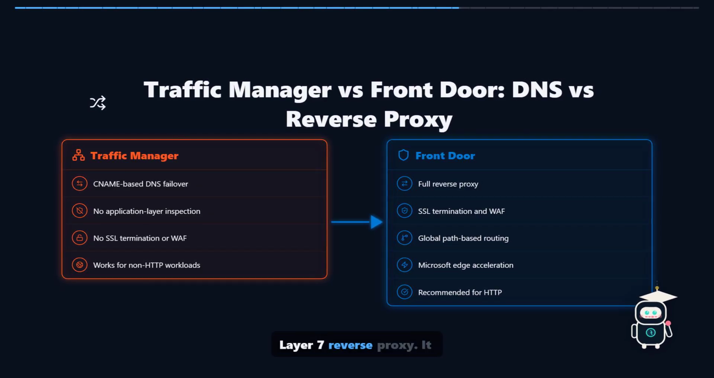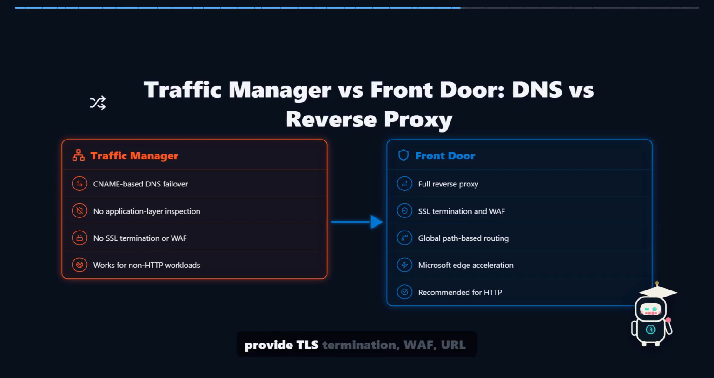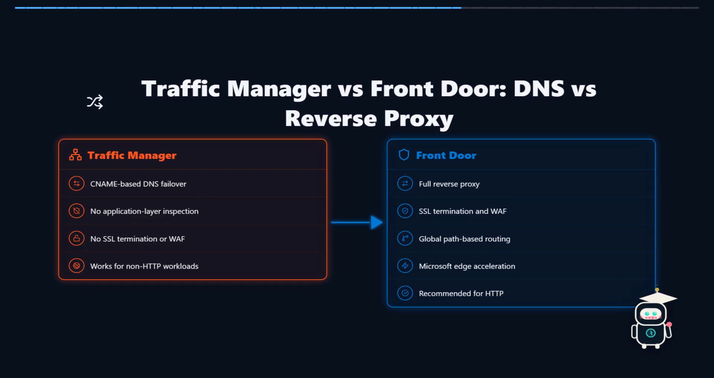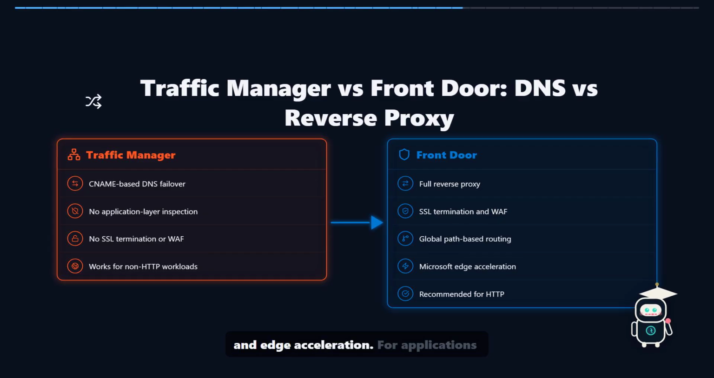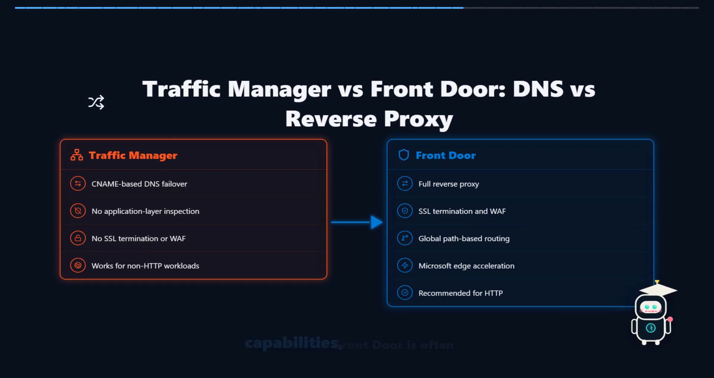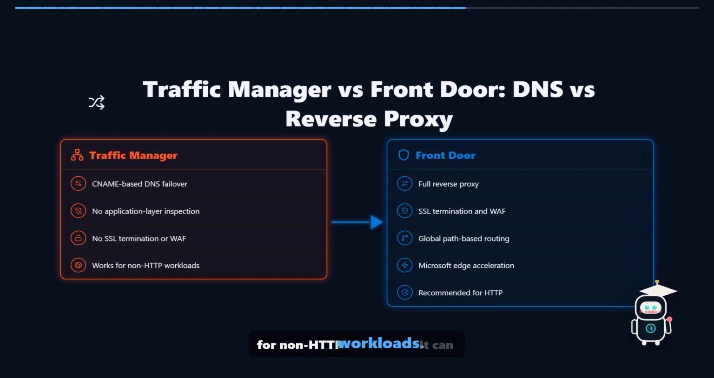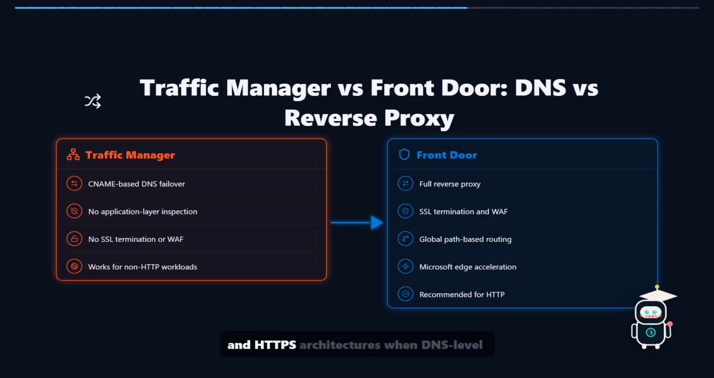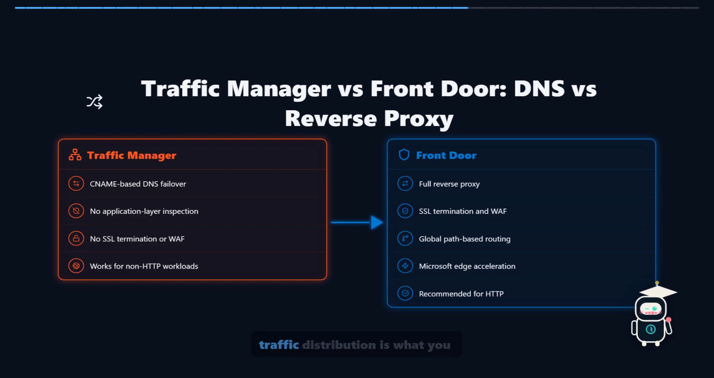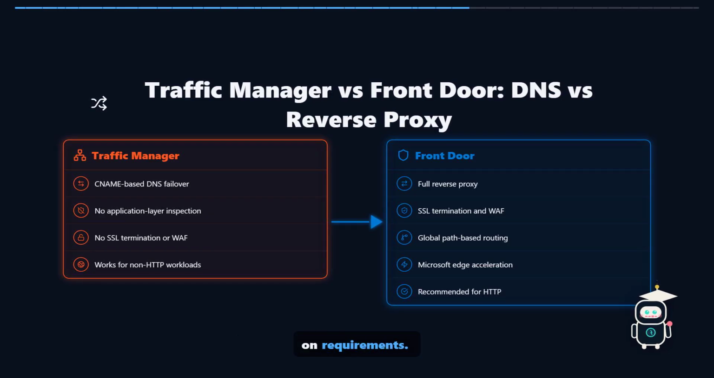Front Door is a Layer 7 reverse proxy. It sits in the HTTP and HTTPS request path and can provide TLS termination, WAF, URL routing, health-based origin selection, caching, and edge acceleration. For applications that require those Layer 7 capabilities, Front Door is often the stronger fit. But don't assume Traffic Manager is only for non-HTTP workloads. It can also be appropriate for HTTP and HTTPS architectures when DNS-level traffic distribution is what you actually need. Again, choose based on requirements.